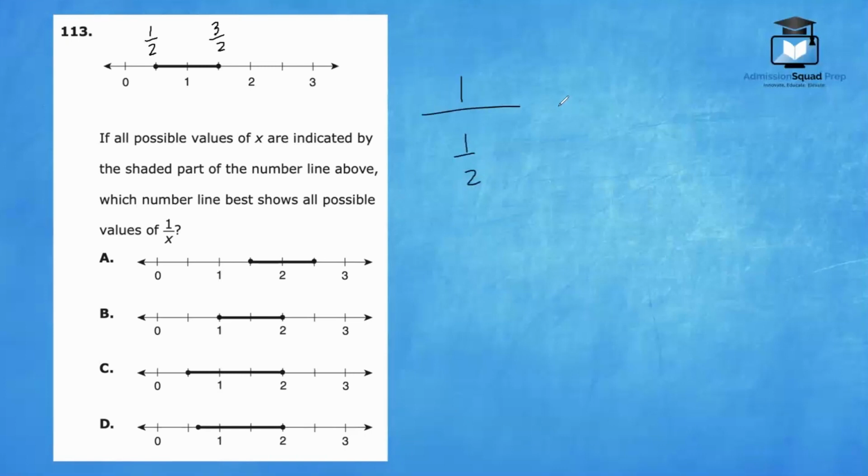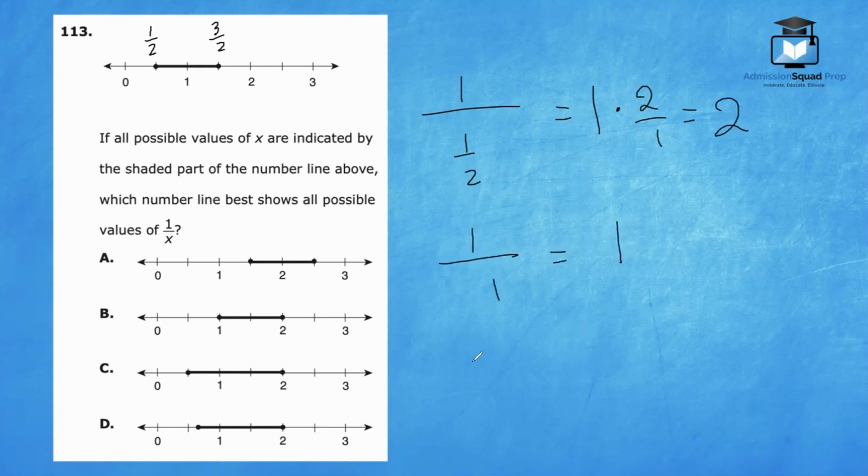1 divided by 1/2 is the same thing as saying 1 times 2 over 1, which is 2. 1 divided by 1 is simply 1. And 1 divided by 3/2 is the same thing as saying 1 times 2/3, which gives us 2/3. So it looks like the values will range from 2/3 up to 2. When I look at the answer choices, the only answer choice that reflects this information is choice D. You can see that the closed circle here starts off at 2/3 and it ends here at 2. So D is the correct answer.